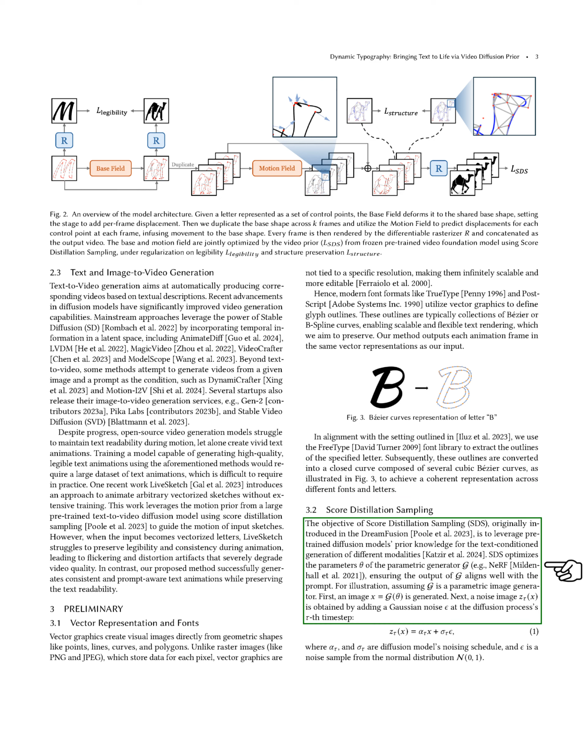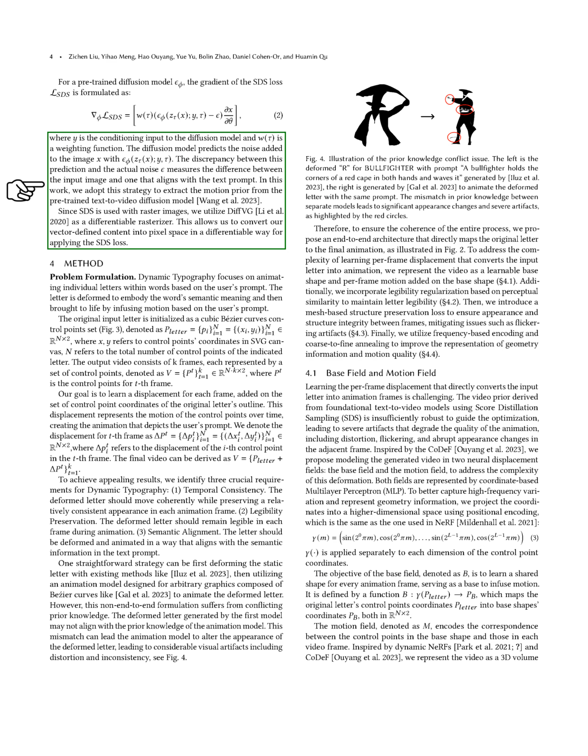Lastly, score distillation sampling, SDS, leverages pre-trained diffusion models' knowledge for text-conditioned generation of different modalities. SDS optimizes the parameters of a parametric generator to align the output with the prompt. By utilizing SDS, we can extract motion prior from a pre-trained text-to-video diffusion model, even though SDS is typically used with raster images. To handle this, we employ Diffvg as a differentiable rasterizer to convert vector-defined content into pixel space for applying the SDS loss effectively.